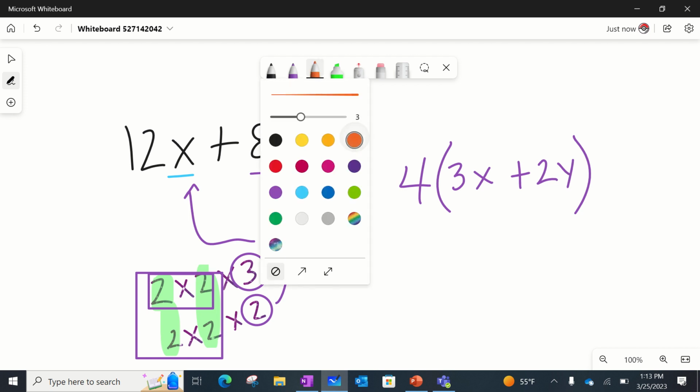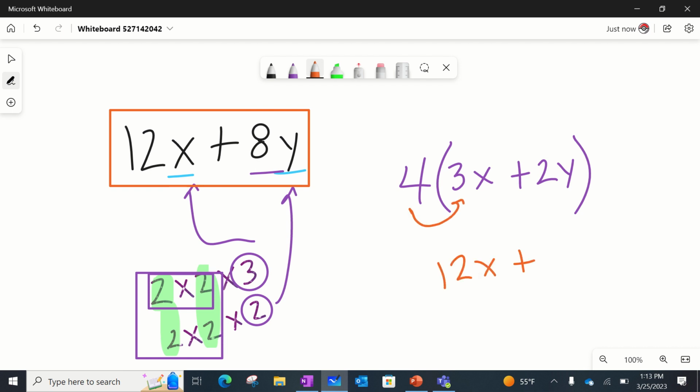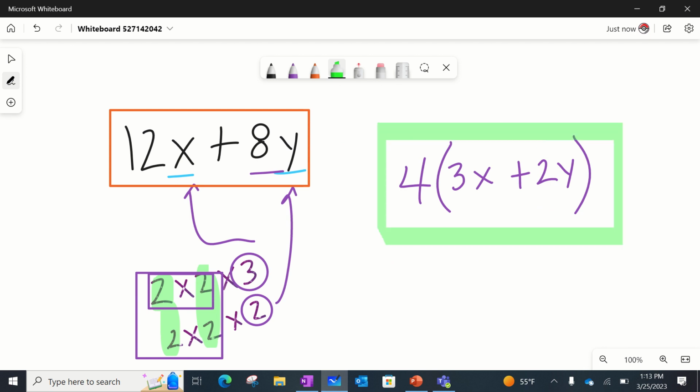The reason for this is, when I distribute, it will become this. 4 times 3 is 12, with the x becomes 12x, plus 4 times 2 will be 8, with the y becomes 8y. Exactly what we had here. And that's all we did to factor. So my answer, with it being factored out, will be 4 outside of the parentheses and inside 3x plus 2y.